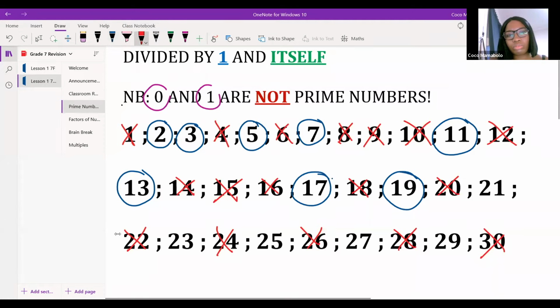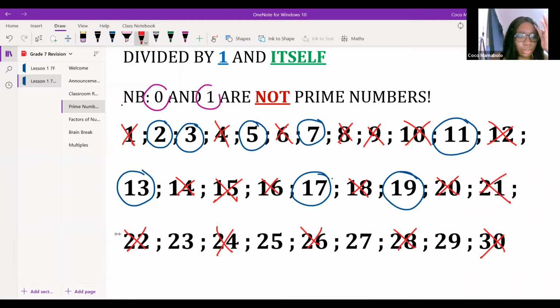Not a prime number. Why not? Because it can be divided by three. Good. I can divide it by three, so no, it's not a prime number.